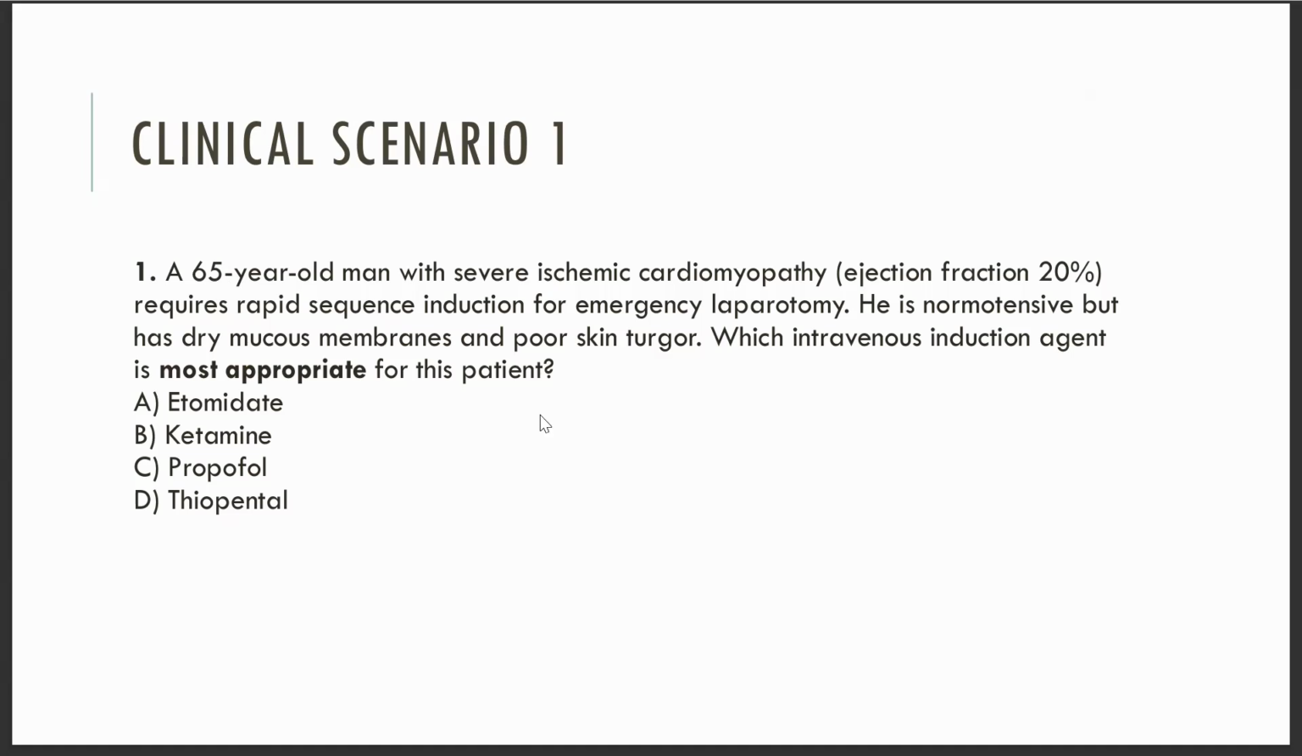A 65-year-old man with severe ischemic cardiomyopathy, ejection fraction 20%, requires rapid sequence induction for emergency laparotomy. He is normotensive but has dry mucous membranes and poor skin turgor. Which intravenous induction agent is most appropriate for this patient?